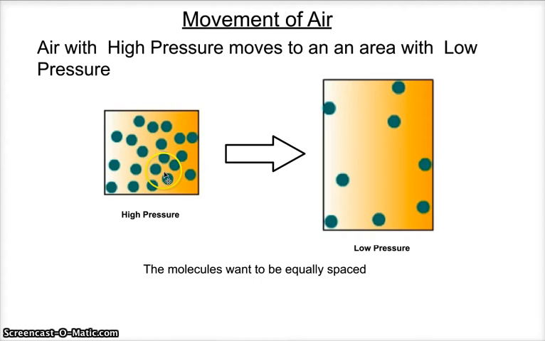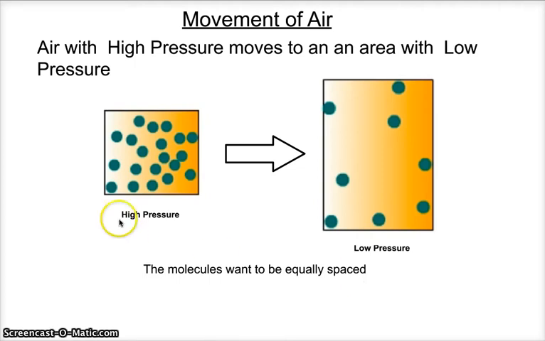Air pressure, if there's tight air pressure over here, and there's a space where they can get to, they're going to want to spread out. So air moves from an area of high pressure to low pressure. And the molecules basically want to be equally spaced out. They don't want to have any friends next to them that are more spread out than they are.